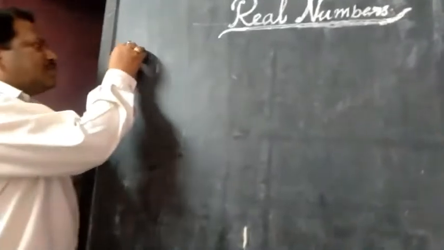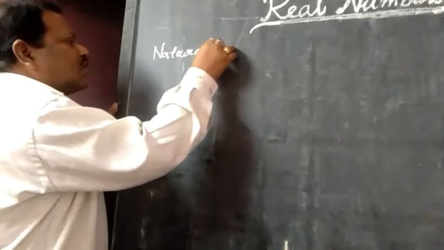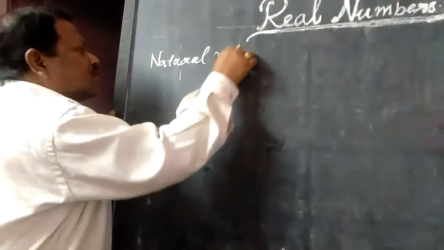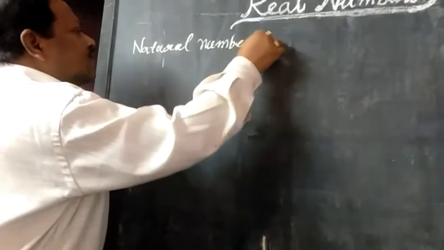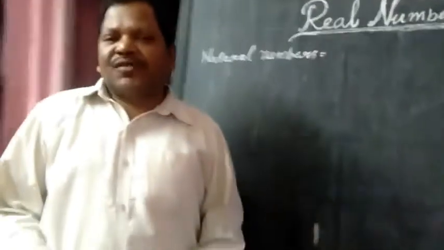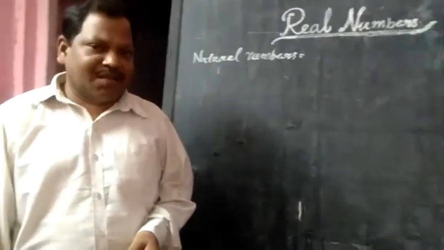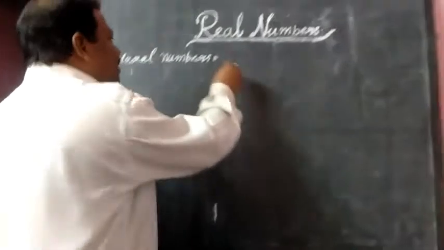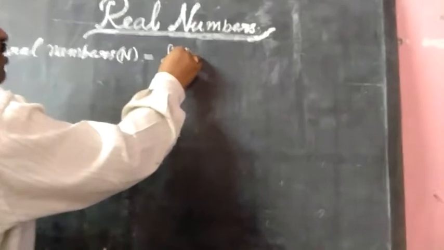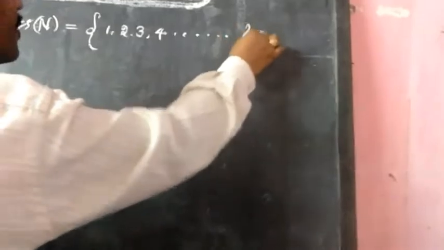Natural numbers. The numbers 1, 2, 3, 4 that are used for counting purposes are called natural numbers. Natural numbers are denoted by N. N equals 1, 2, 3, 4 and so on.